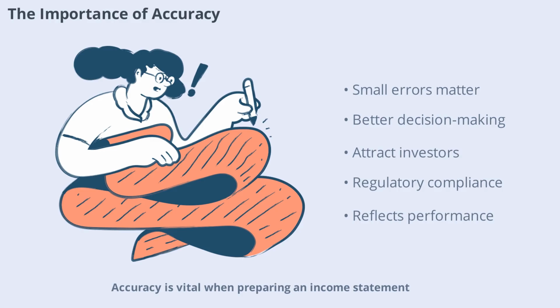Accuracy is vital when preparing an income statement. Even small errors can lead to incorrect conclusions about your business's financial health. Accurate statements help you make better decisions, attract investors, and comply with regulations. Take your time, use reliable data sources, and always double-check your work. Remember, your income statement is a reflection of your business's performance, so it's worth the extra effort to get it right.